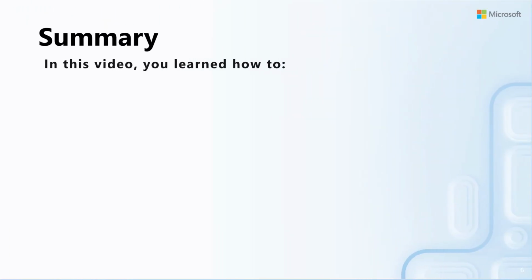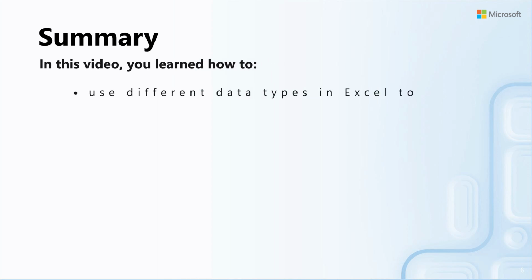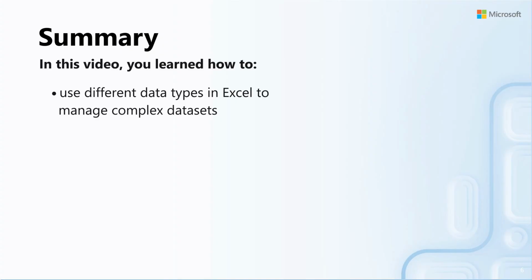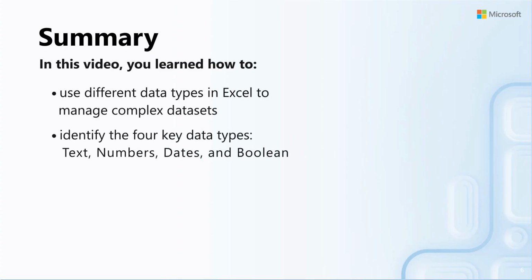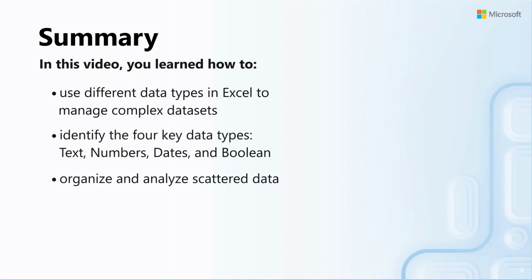In this video, we explored the importance of understanding and using different data types in Excel to manage and analyze complex data sets effectively. We covered the 4 key data types, text, numbers, dates, and Boolean, and demonstrated how each type can be leveraged to make sense of scattered data like movie titles, budgets, and performance metrics. By properly organizing your data and using Copilot, you can unlock powerful insights that drive better decision-making.